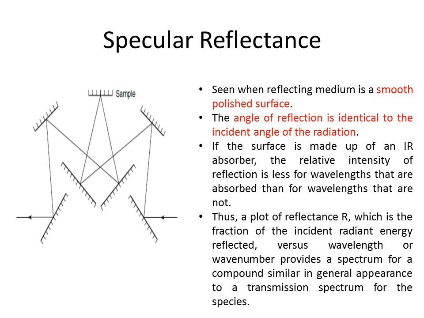Of this reflected radiation, some part will be absorbed. So naturally the reflected radiation's intensity, or its energy, is going to drop down. So what we do is we measure reflectance R. Okay, so we plot a graph of reflectance versus the wavelength or wave number.